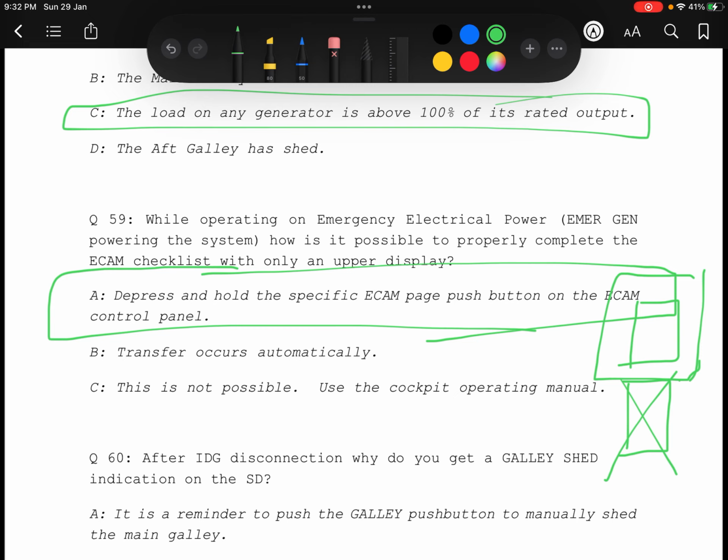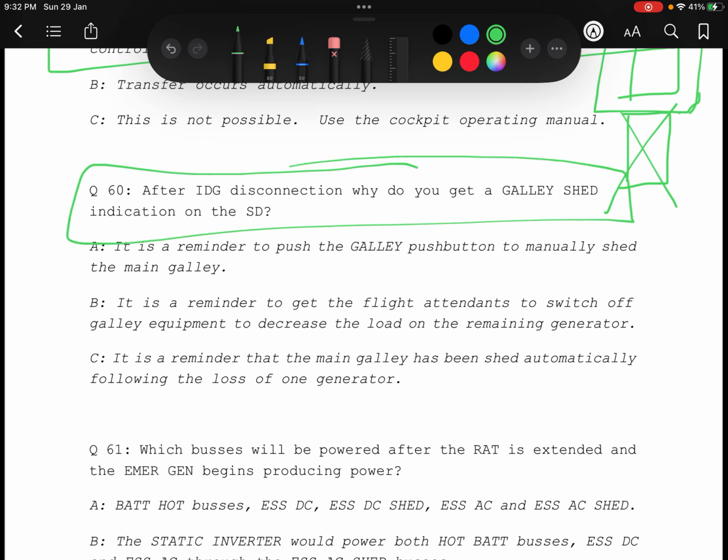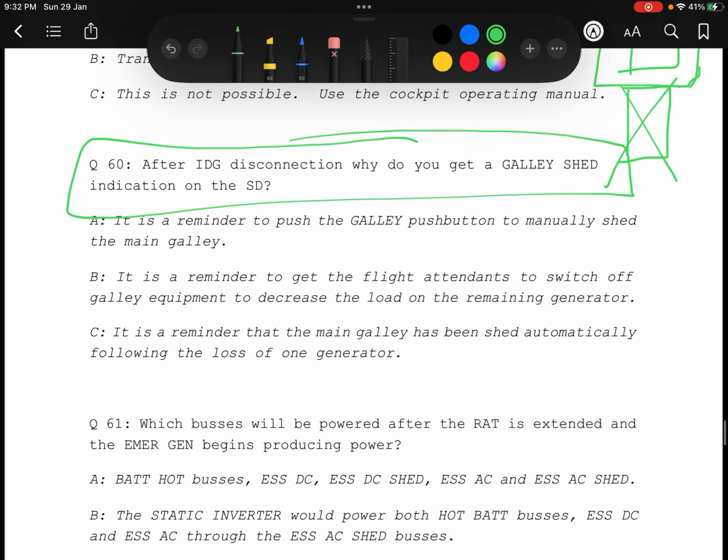Question number 60 is, after IDG disconnection, why would you get a galley shed indication on the SD? So read the options and try to answer it.